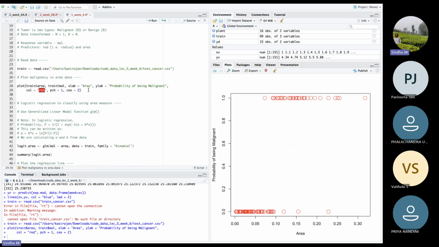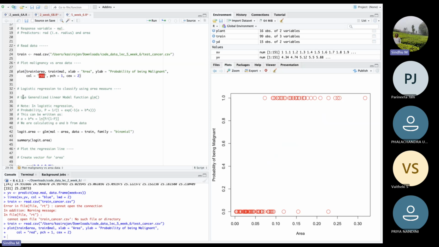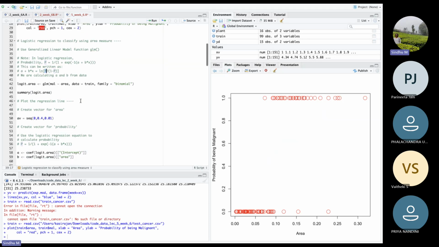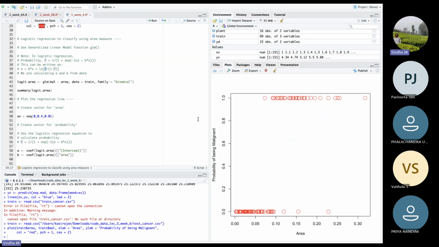So we have plotted it and now we are using a logistic regression. This is the formula, which is 1 by 1 plus e to the power minus (a plus bx). So this a and b are the parameters that we have to find. If we take the log on both sides and rearrange it, we will get it in a simpler form: a plus bx is equal to ln of p by 1 minus p. Here p is the probability, or what we have on the y-axis, and a and b is what we want to get.